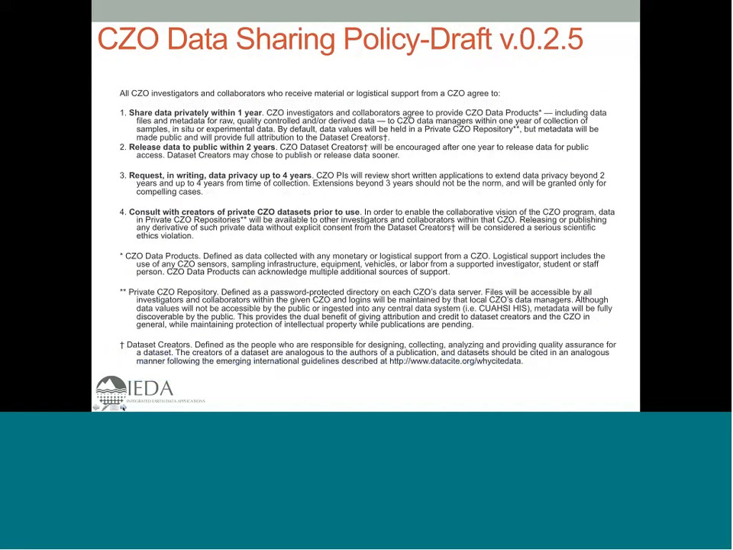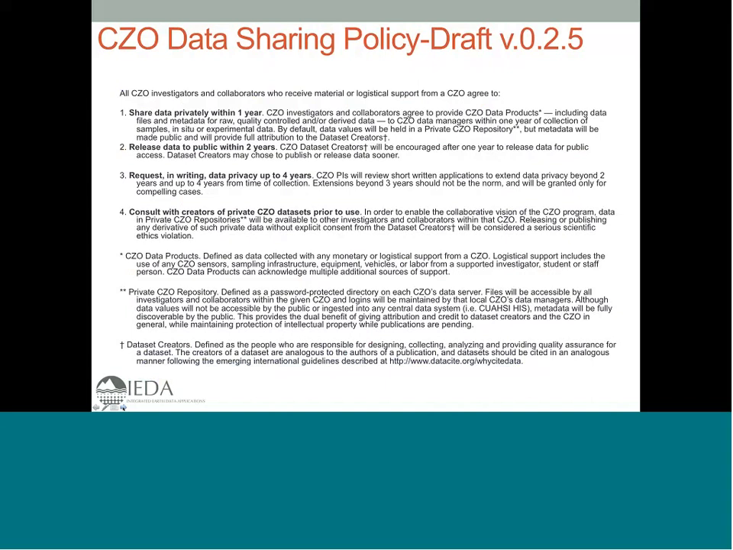So we have a second document, which is a little bit different than the first document. The first one is data use, right? It's basically what do outsiders agree to when they use your data. And this one is slightly different. This is more about sharing data. This is what your investigators within your CZOs should agree to before they begin working in your CZO.